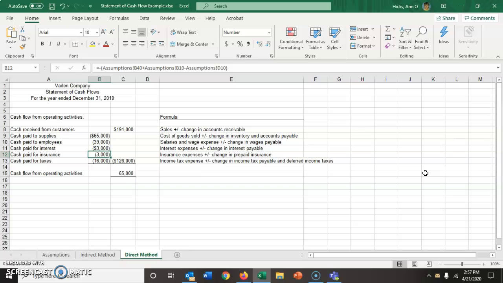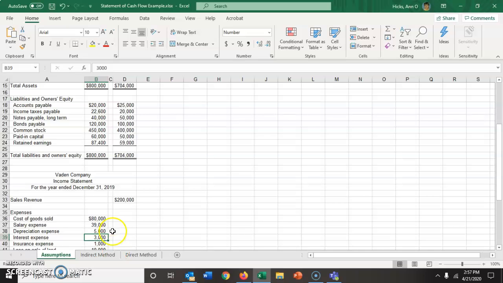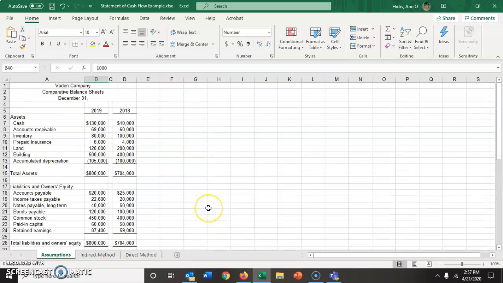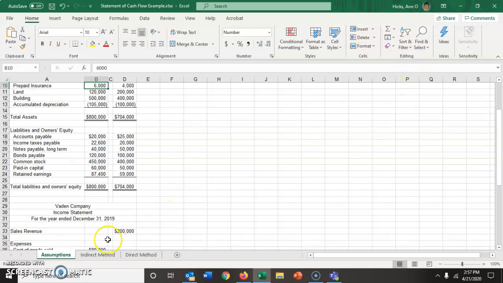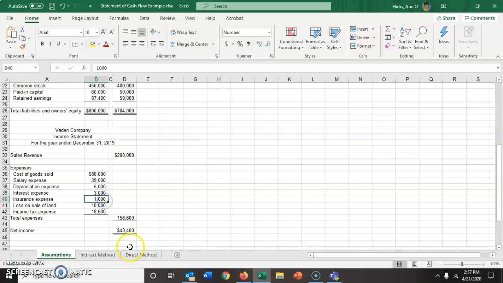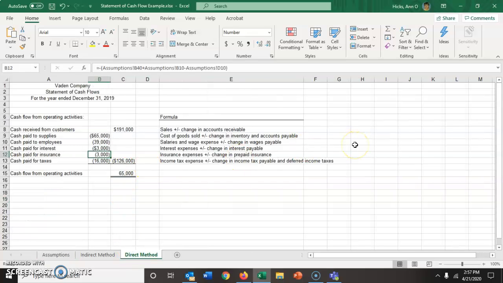Cash paid for insurance. Again, we'll start with insurance expense on the income statement of $1,000. But you notice on the balance sheet we have prepaid insurance. Prepaid insurance increased by $2,000. That means in addition to the $1,000 in insurance expense, we paid out $2,000 additionally associated with insurance. So we have cash paid for insurance of $3,000.